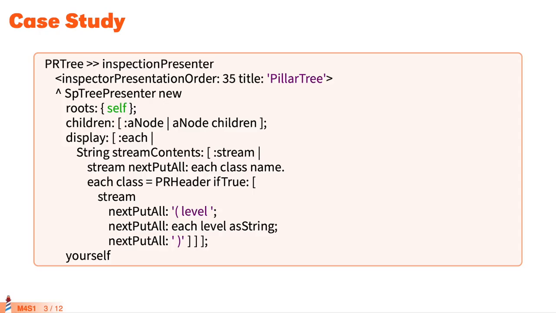So let's have a look at this case study. This is a long method, and this method is defined on a PRTree, that is a tree representing a document. This is part of the Pillar package. And we want to inspect this tree. It will return a presenter that displays this tree of nodes. And we have different kinds of nodes inside this tree. We might have some paragraphs, some titles, headers, whatever.